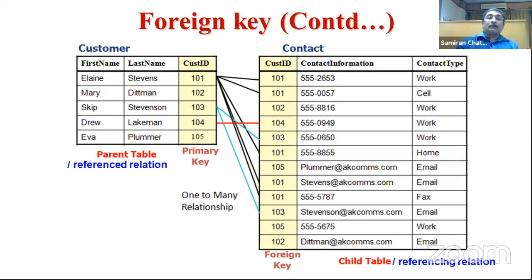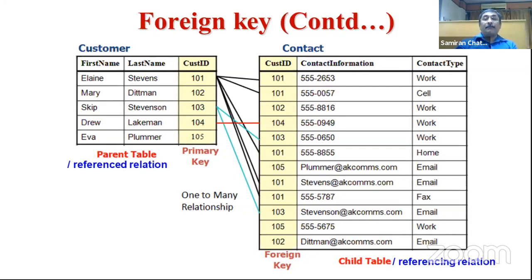Right? So customer is the referenced relation and contact is the referencing relation. The referencing relation must have one attribute that is common, not in name, but common semantically, to the referenced table attribute. In this case, the name is also the same, customer ID. It is not necessary to have the same name for that particular column. But the values in the referencing relation must be ones which also exist in the referenced relation for that particular attribute. I cannot write something else.